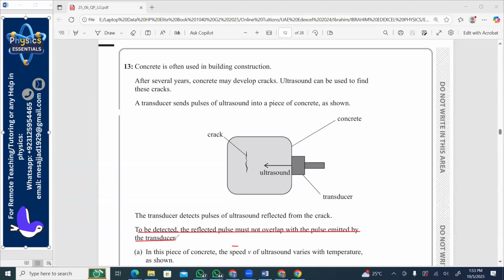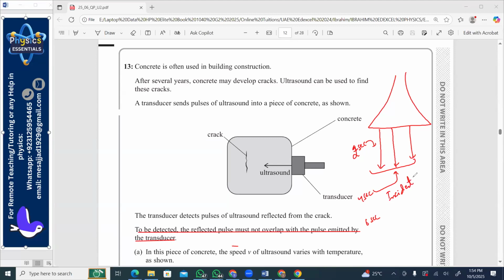What does that mean? If the transducer is sending one pulse in 2 seconds, then after 4 seconds it will send another pulse, and after 6 seconds another pulse. All these are the incident ones. The wave which comes back here is also received and analyzed by the transducer.